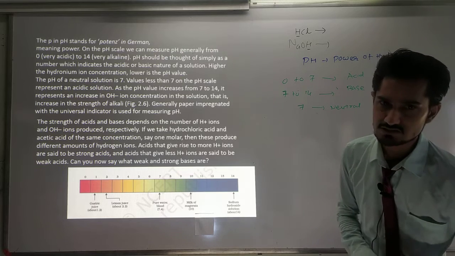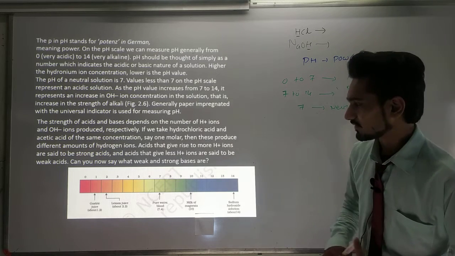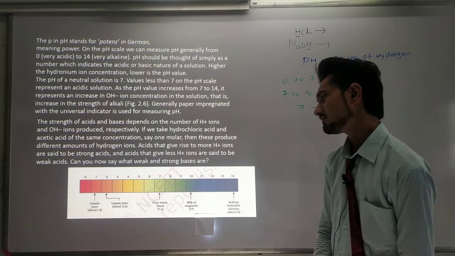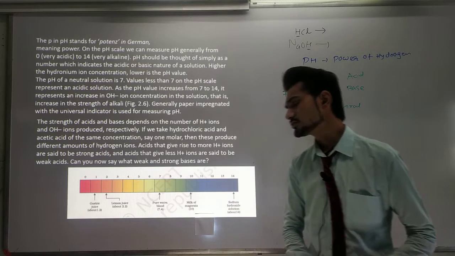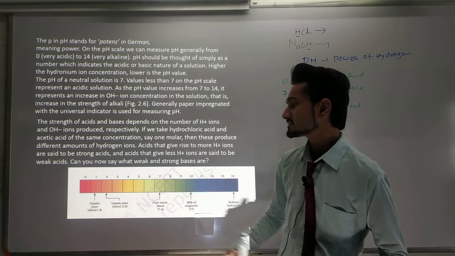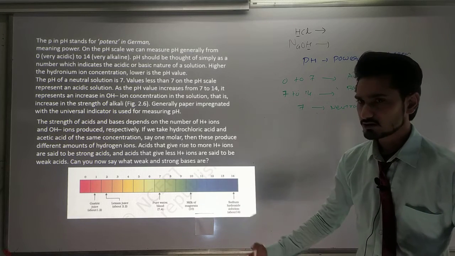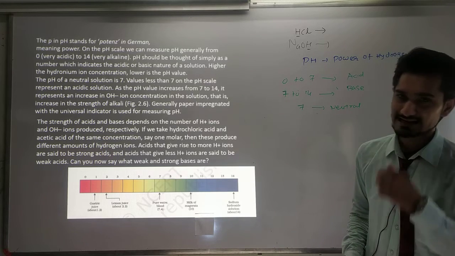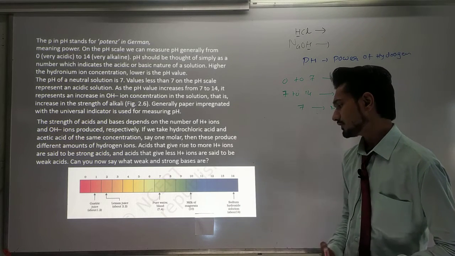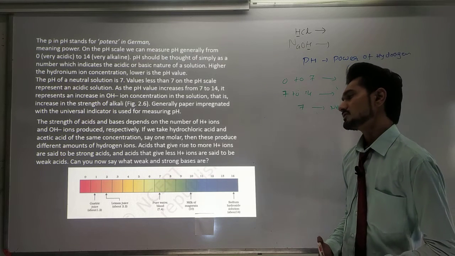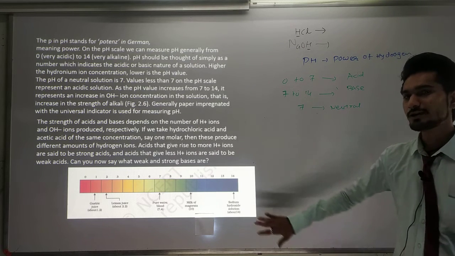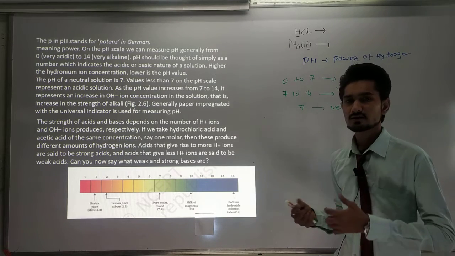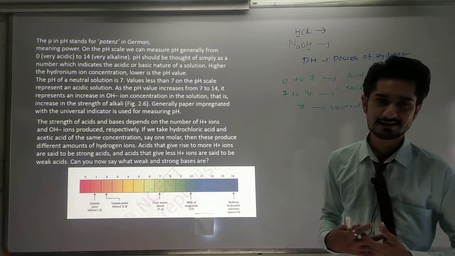Generally, gastric juice is present in our digestive system, and it has a pH value of about 1.2. Lemon juice has a pH value of 2.2. Pure water or blood has a value of 7.4. Milk of magnesia has a pH value of 10, and sodium hydroxide's value is 14. So you can see here that sodium hydroxide is a very strong base, with the highest base value.